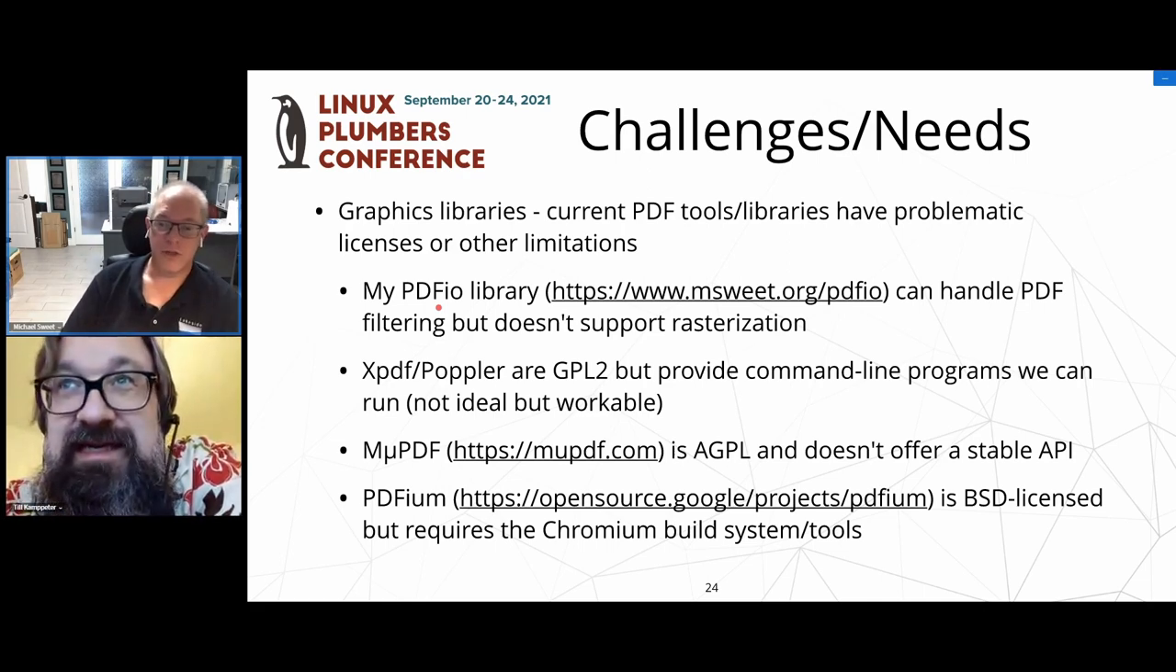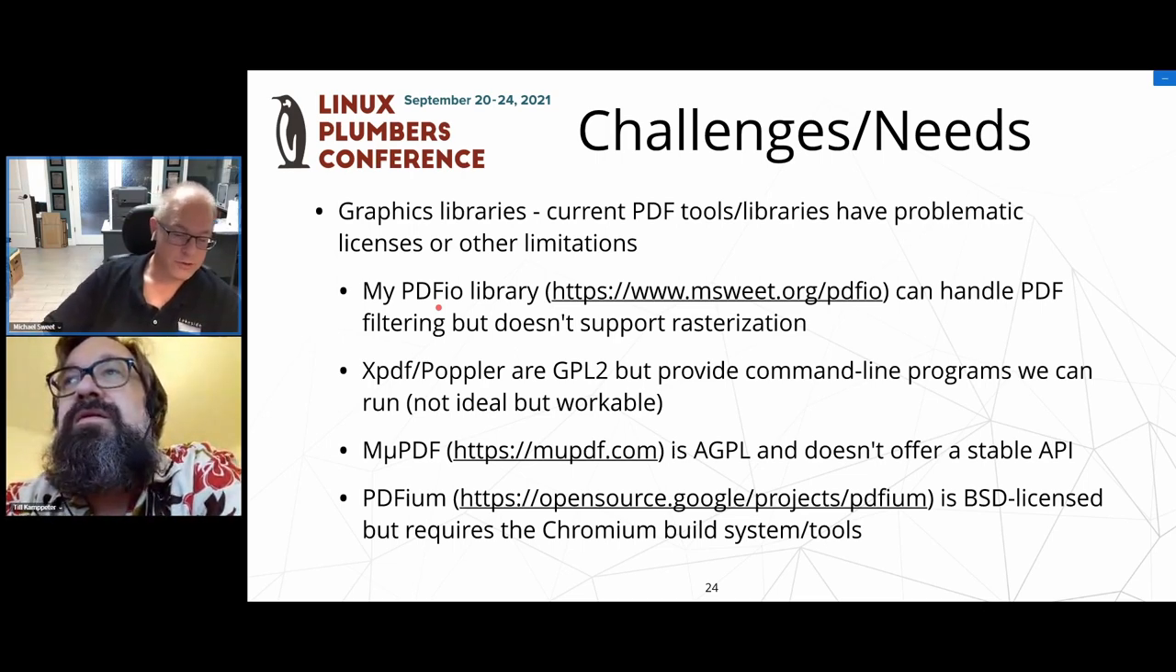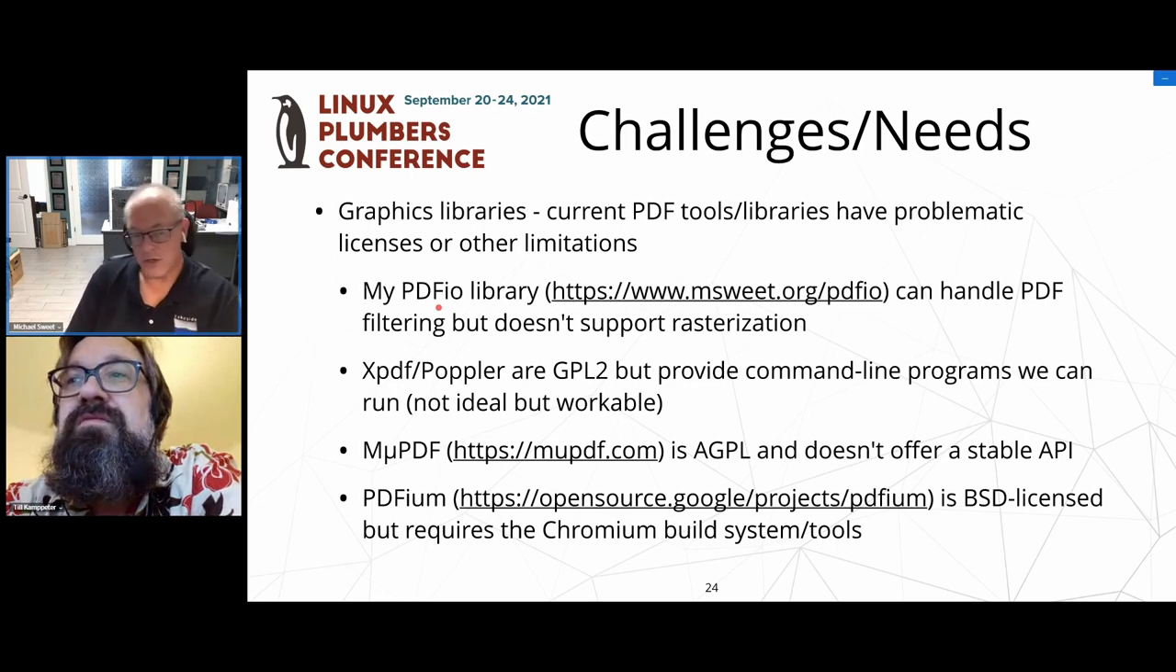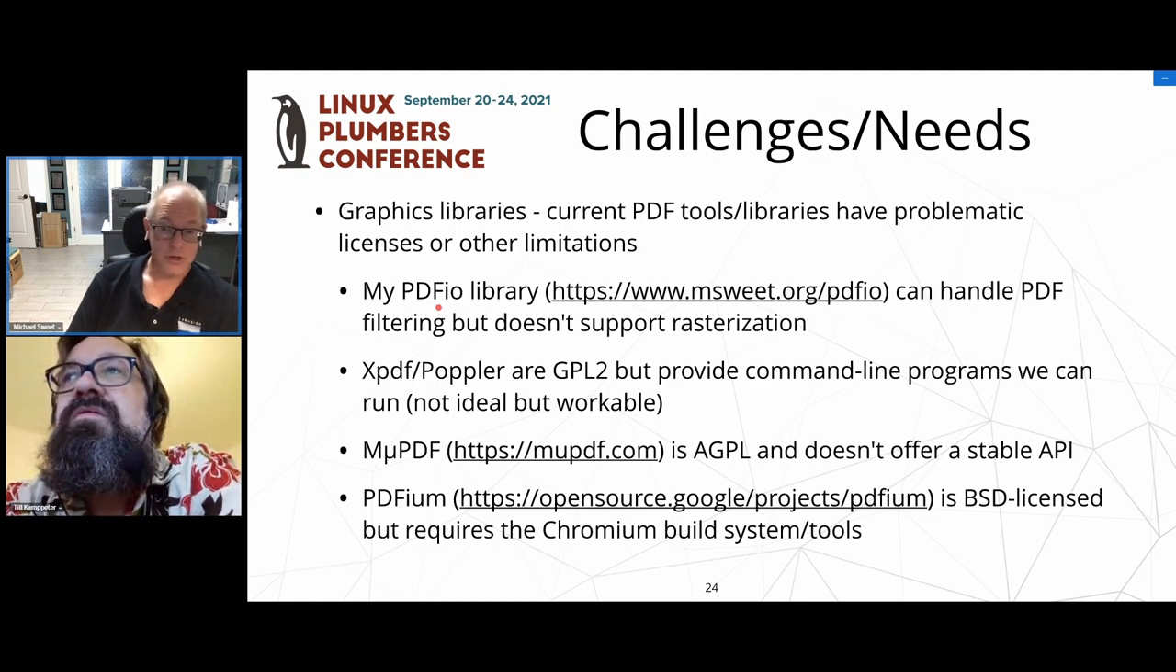MuPDF is AGPL, and it doesn't have a stable API. I did an implementation of the transforms to rasterize PDF in the IPP sample project, but I'm constantly having to make changes. Every time there's a new release of MuPDF, the API changes in incompatible ways, and then I update it, and then you can only build that software against the latest version, and I don't see that as an effective way to do it. Plus, it basically guarantees that you can't ship an embedded solution. And even shipping a desktop solution on a Linux distribution is problematic because AGPL applies to services.